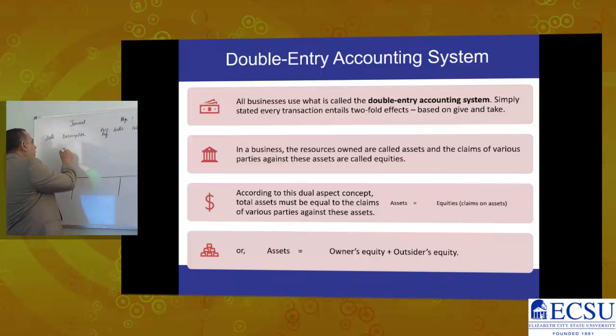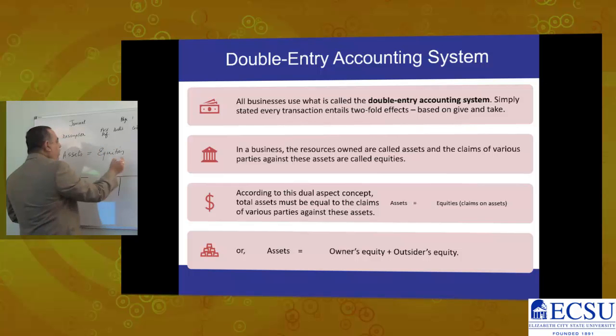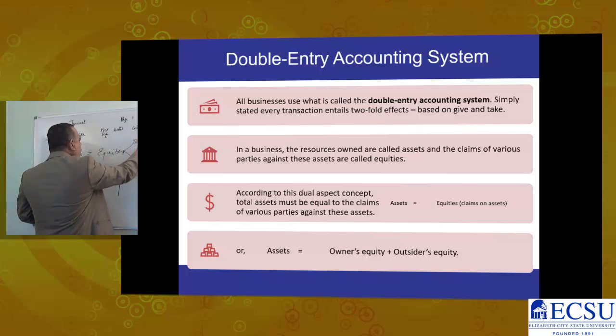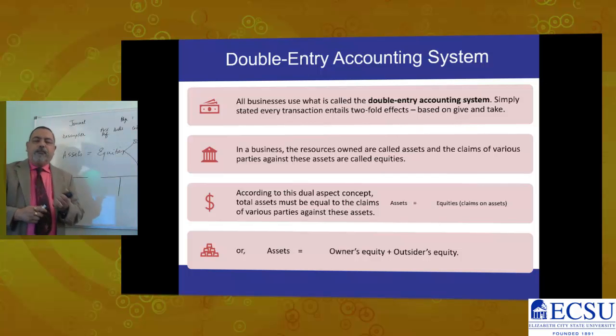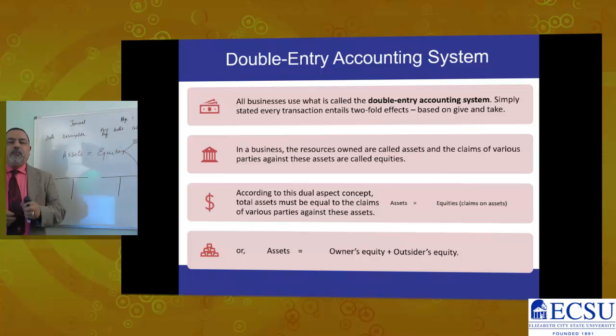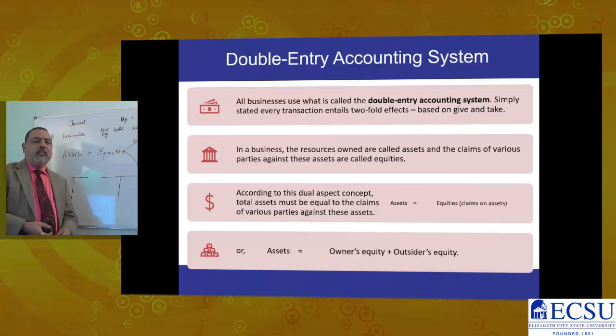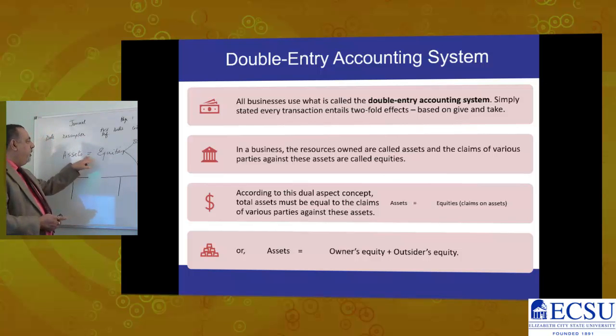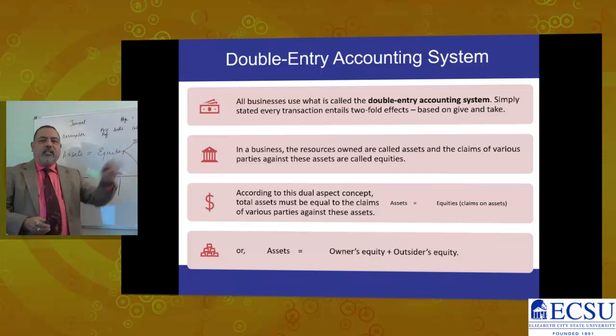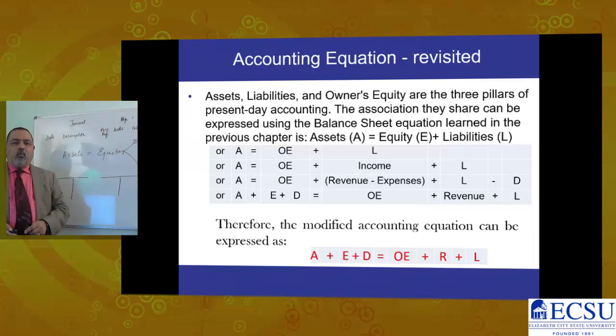Assets will always be equal to the equities. Now, as I said to you, this equity can be owner's equity, or it could be outsider's equity. Owner, of course, for accounting purposes, is also treated as separate from the business. But here, when we're talking of outsiders, that means if you have borrowed money, or somebody has given you services on credit, all that will be part of that claim against the resources of the company in terms of the lending. So therefore, we come to the accounting equation as assets will be equal to the owner's equity plus the outsider's equity. So that's how the double entry system works.